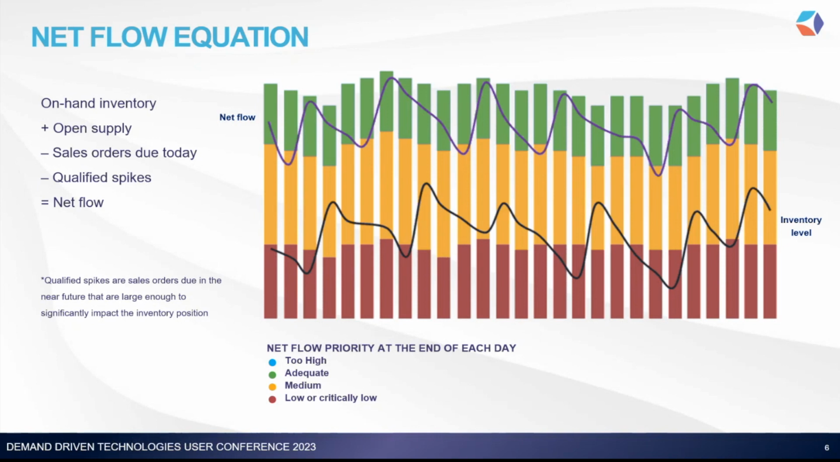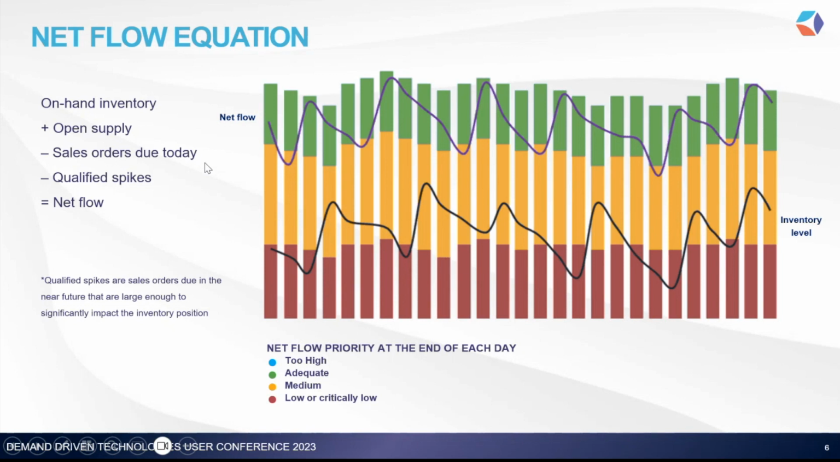The math is quite simple. Like Chad said earlier, we're doing 6th grade math here. That might be a little generous, maybe more like 3rd grade, depending on where you went to school. But the math is my current on-hand inventory plus any open supply minus any qualified demand.